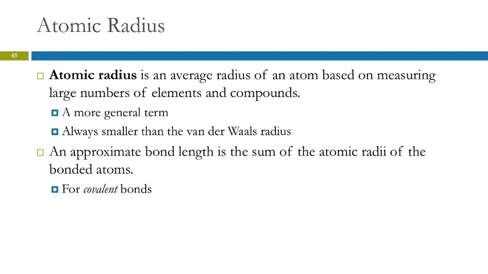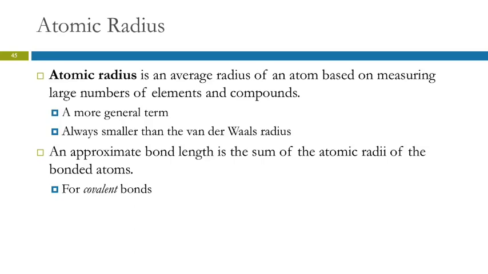So if you measure atomic radius in different compounds, different atomic solids, you're going to come up with a variety of numbers for the radius. And so the most generally useful one is just an average of those. So what we're going to just call the atomic radius is an average radius for that atom based on its non-bonding radius and its bonding radius in a variety of compounds, just averaged together. It's a more general term. It's always going to be smaller than the van der Waals radius.